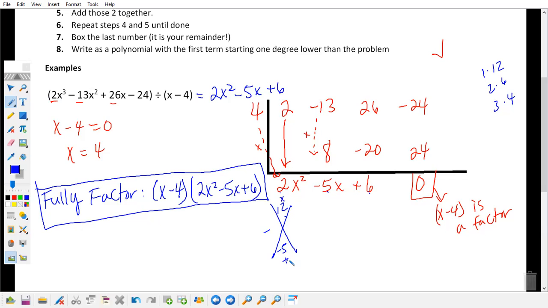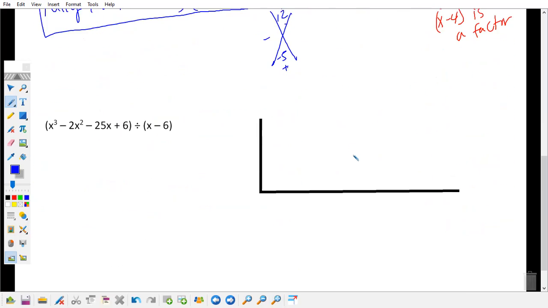All right. Okay, let's try another one. So again, now we have X minus 6. Same thing. You're going to write out your coefficients. What are my coefficients? 1, -2, -25, and 6. Second, you're going to take your divisor and set it equal to 0. So what is X? 6. Agreed? So that's on the outside.